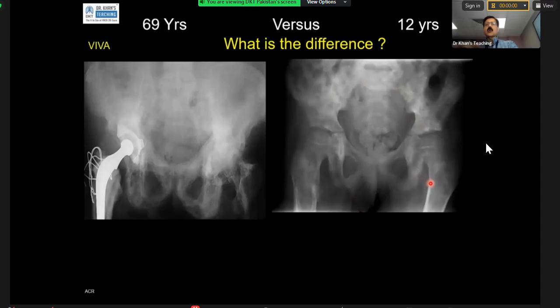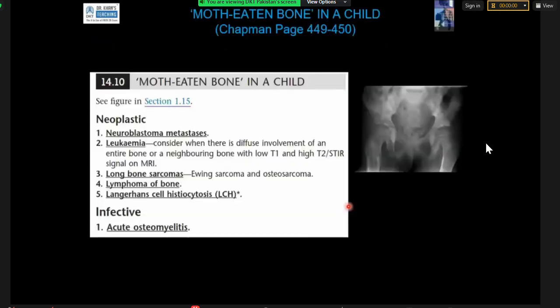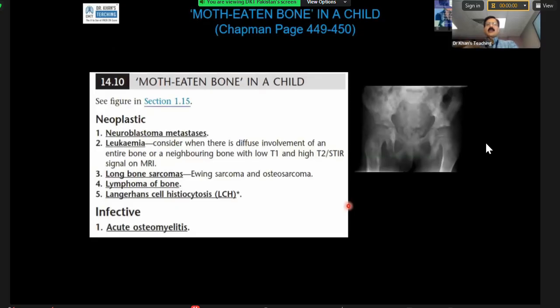Let me tell you that everything is abnormal. The whole marrow is abnormal. This femur is abnormal. This is abnormal. This is abnormal. Everything is abnormal. Use a word. How will you call it? Moth-eaten bone. Oh, okay. And I wanted to show you moth-eaten bone.